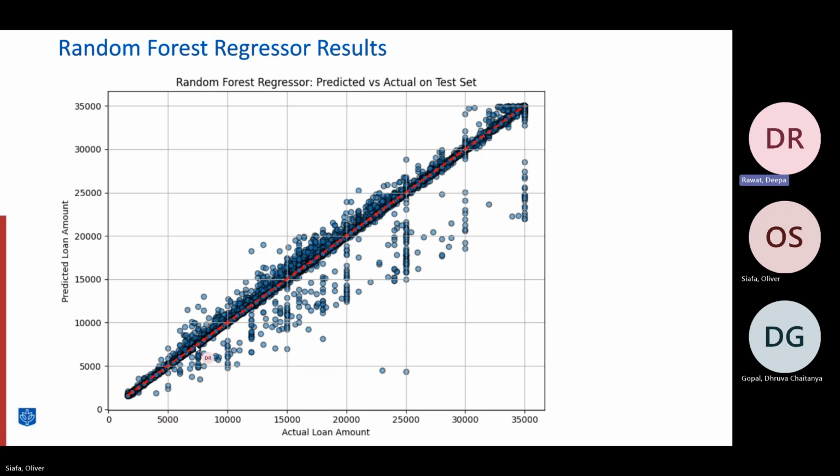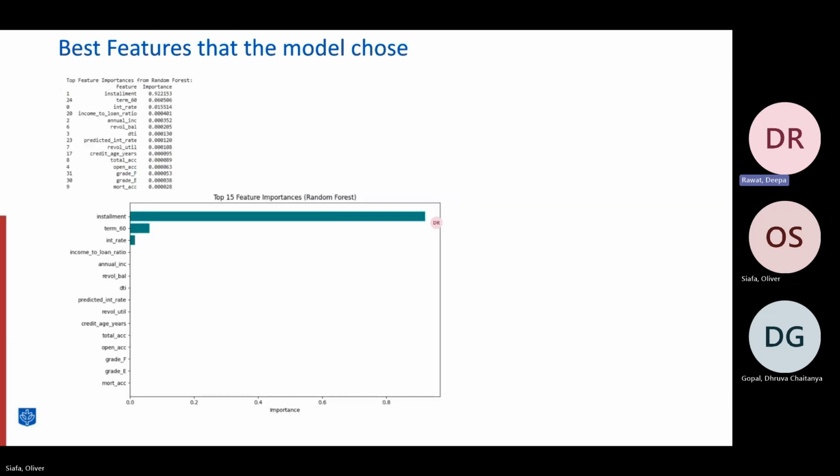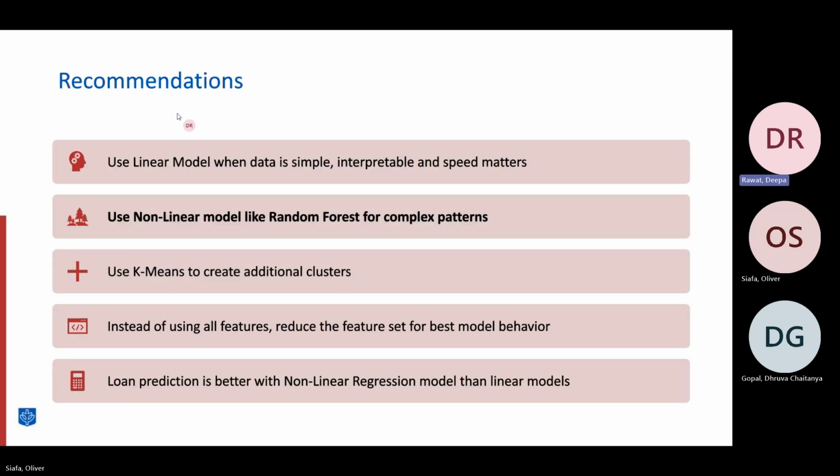And this is the plot. The random forest was then used on the test data set, and this is the final plot that was created. If you can see, the loan amounts that were predicted are tightly aligned to the red line, which says that it's a good plot and a good model to predict loan amount. And random forest regressor chose installment, term 60, and interest rate as the best and as the top 90% of the attributes in our data set. So that's about the modeling.